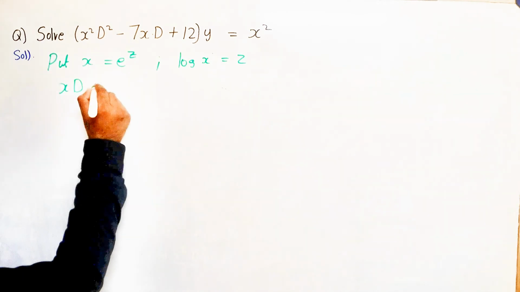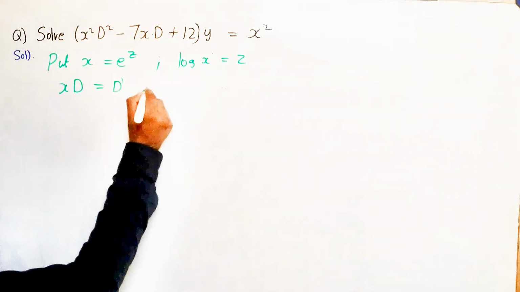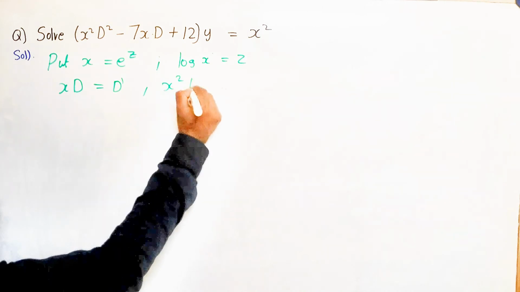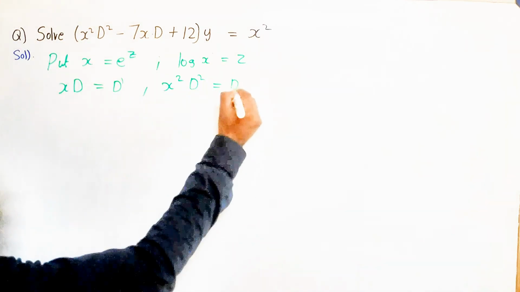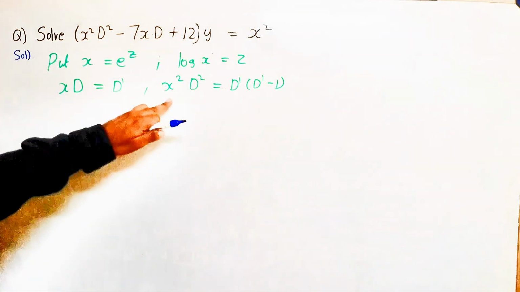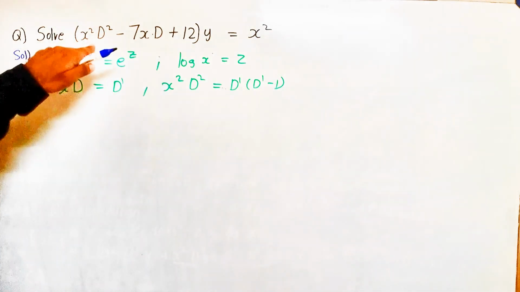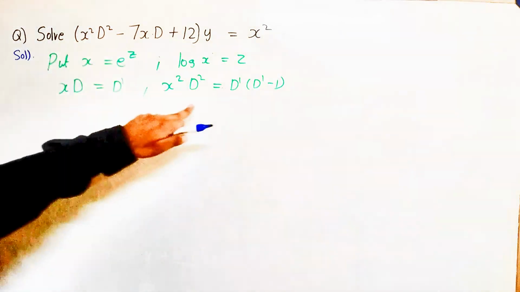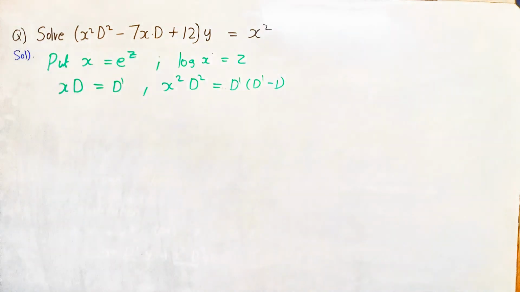The next thing is substituting x into D is equal to D dash. Similarly, x square D square is equal to D dash into D dash minus 1. We have to write only up to x square D square because the maximum degree is x square here. So this is the maximum replacement. These are the things you have to replace. Now let's go on solving the problem.